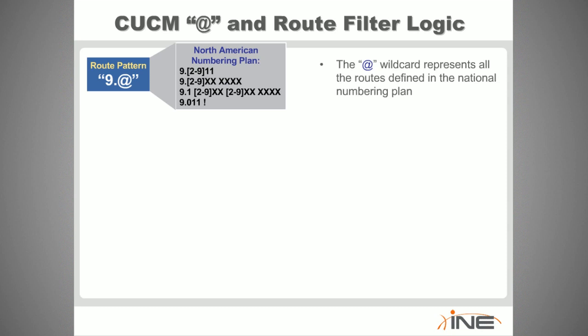The North American numbering plan is represented by a very specific plan. You can look it up. In 4.x, you could actually look at it on the CUCM as a downloadable text file, or look in the file system. It's probably still in the file system. You just have to know where to look for it. But you can find it on Google or Bing. It's very easy to find the North American numbering plan.